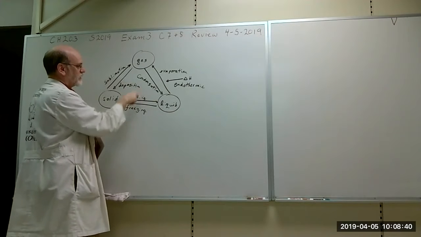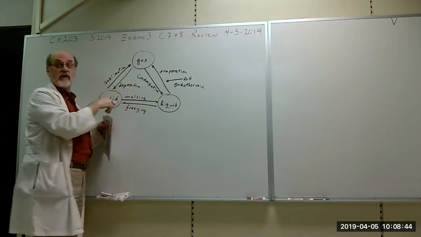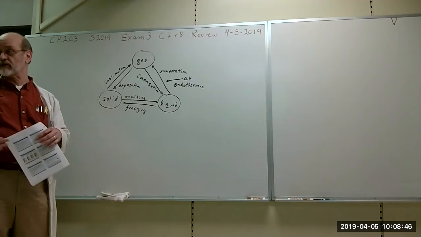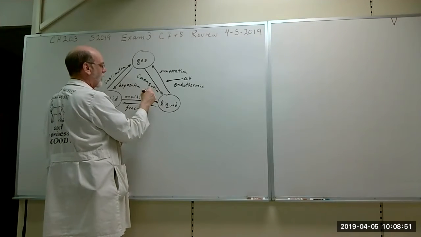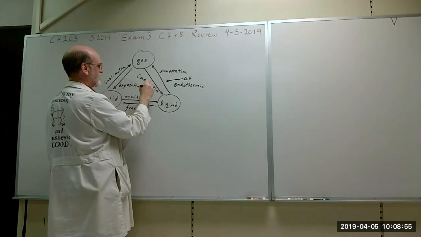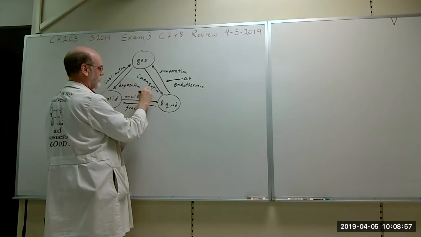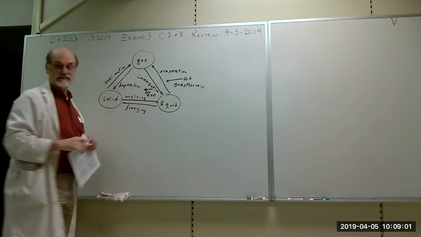Condensation, when it goes from gas to liquid, heat has to go out because the molecules are slowing down. They've got to give up some energy, right? So heat has to go out. I don't have any place to put it. It goes out. And that's exothermic. Heat goes out.